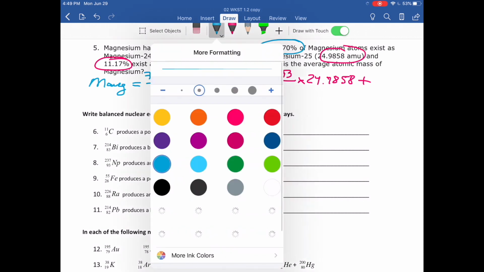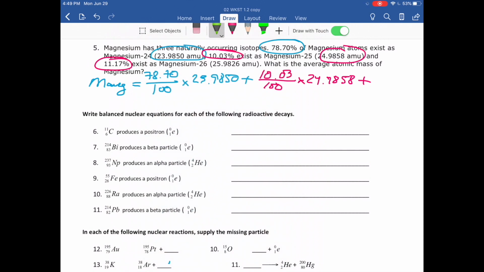So let me change the color now because it's a third isotope. So the abundance of the third isotope, 11.17 over 100 times the mass of that isotope, 25.9826. You calculate that, and the answer is going to be more or less 24.31. Now, if you have a problem where they don't give you the masses of each of the isotopes, then as the mass, you would use the mass number. Okay? This is not the case, though.